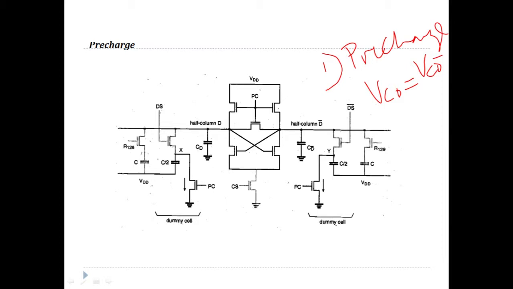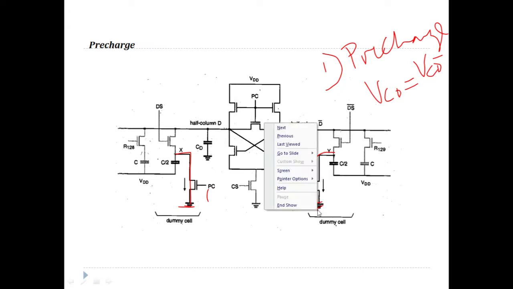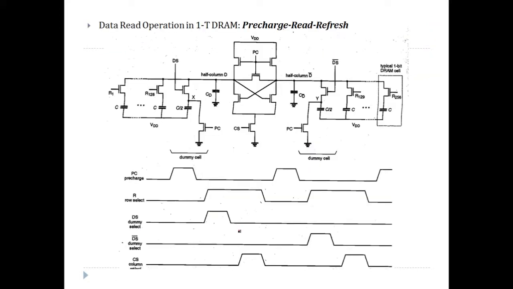There's one more thing here, because of this pre-charge signal, both these transistors of the dummy cell are on. So here it is connected to ground, or X node and Y node are connected to ground. So the charge on this capacitor is 0. So this is about the pre-charge operation. So we talked about this.